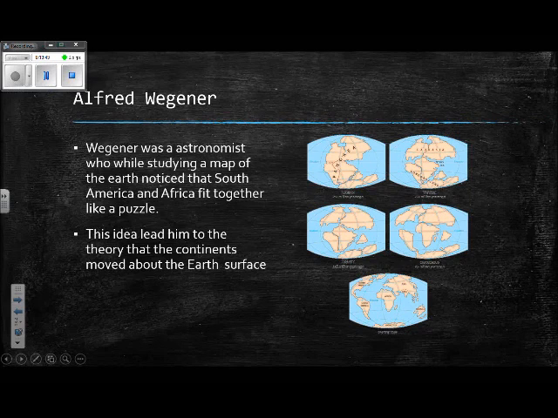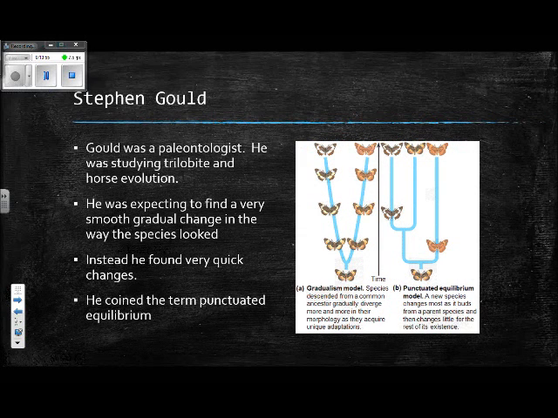Alright, Stephen Gould. Gould was a paleontologist, and he studied trilobite and horse evolution. He was expecting to find a very smooth, gradual change in the way species looked. Instead, he found very quick changes. He coined the term punctuated equilibrium.